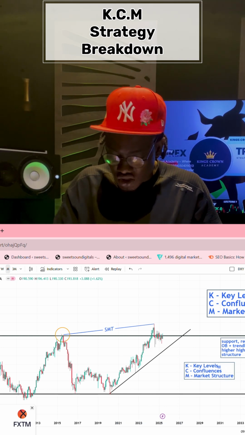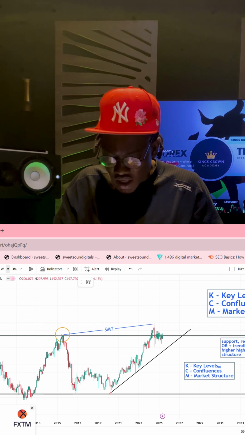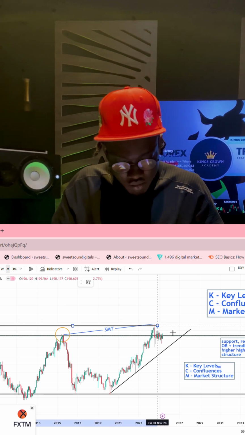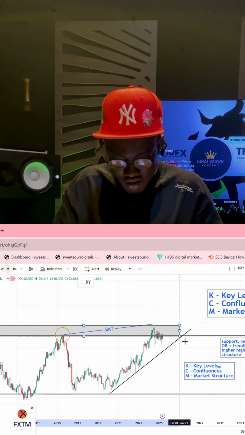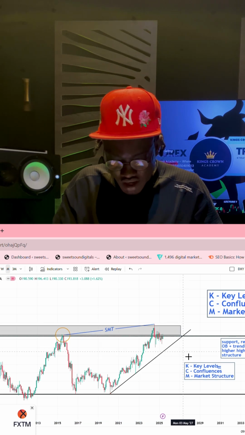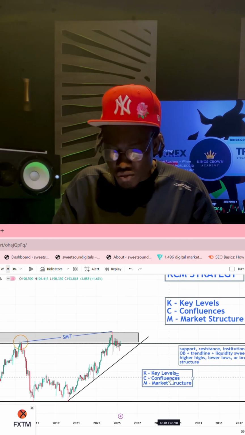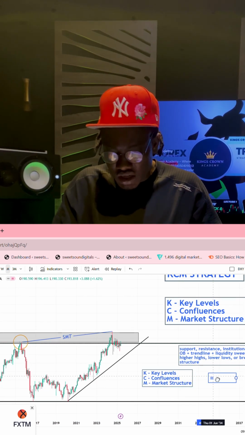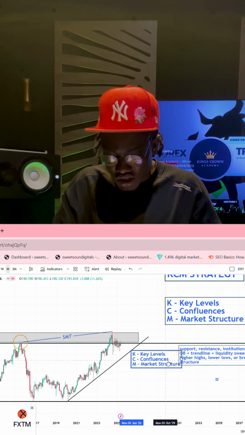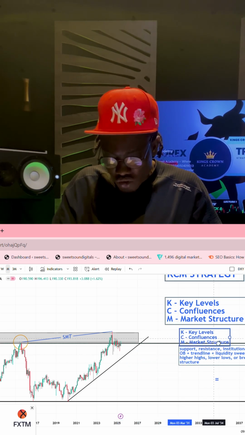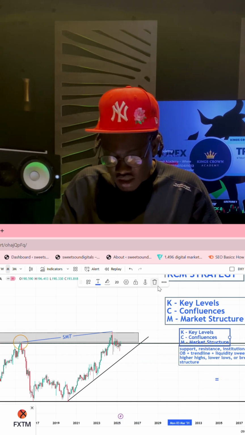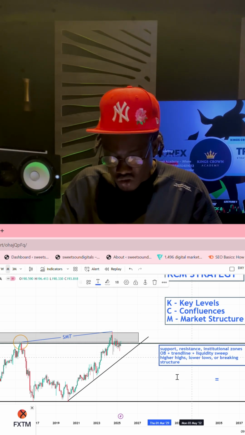Now let me use this rectangle tool to draw out another block. I can see another block around this area, so you can see that price has done this just from using this KCM strategy. Yeah, you can just look at the whole data that have just been opened onto us right now.